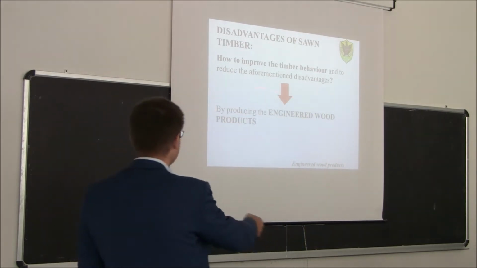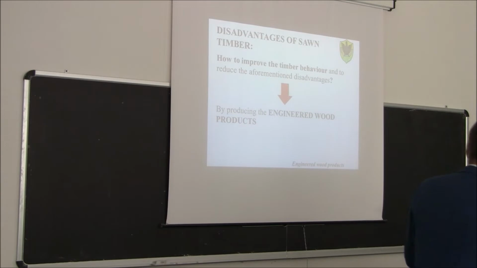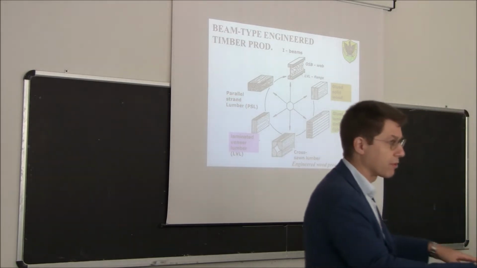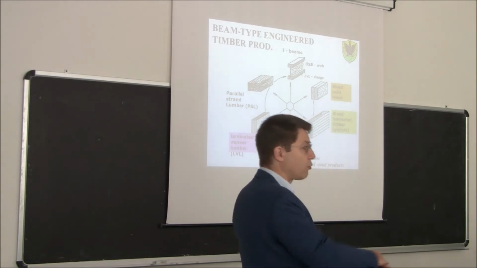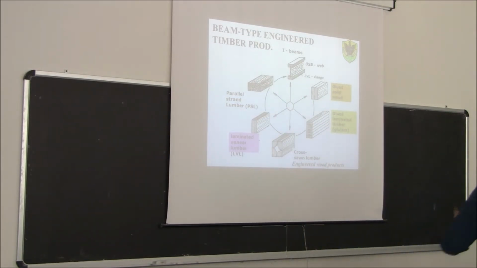Okay? So this engineering wood products, if you want, is the answer of the timber industry to those problems. How to get over those kind of problems. You can see here a number of beam type engineering timber products. So we need to make a distinction between linear members, so members that are mostly used for beams and columns, and plate type members, so members that are mostly used for two-dimensional structure like walls and panels in general.